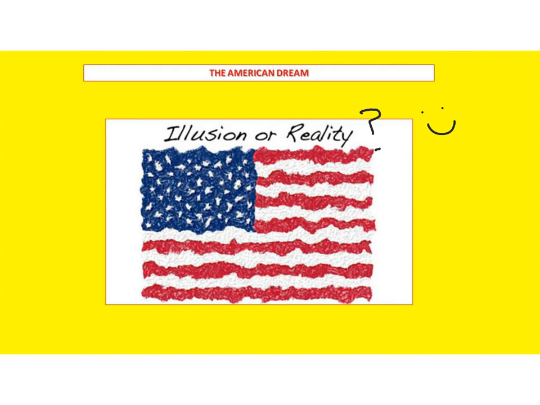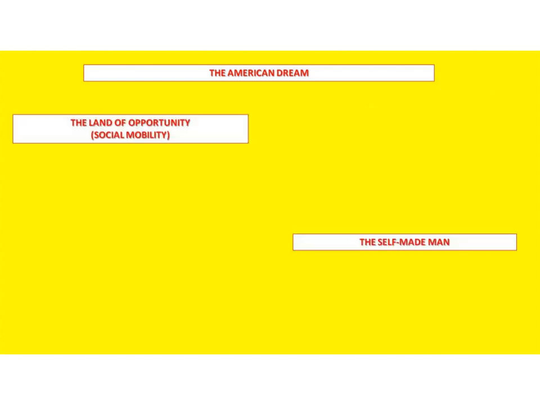Okay, more about the American dream and how it's arguably treated in the novel. Moving on. Two very important concepts here in relation to the American dream, which pertains to the novel The Great Gatsby and the character Gatsby. So first of all is the classic one that you'll have heard countless times, the idea of America being the land of opportunity, one which enables social mobility.